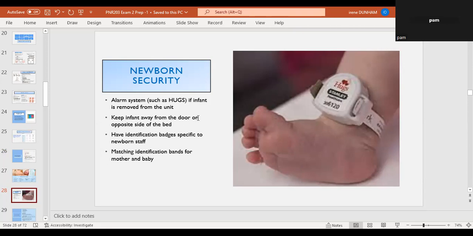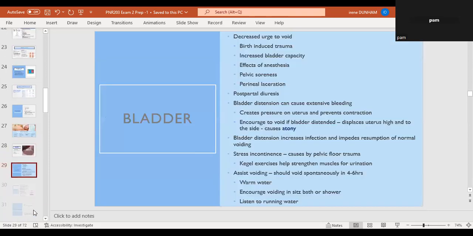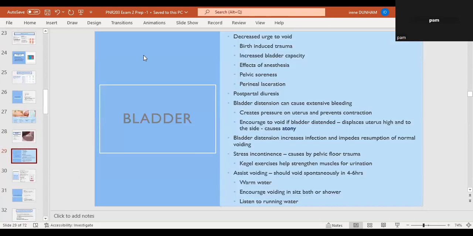And today, L&D units are locked down, and the nursery and postpartum. And you always keep the infant away from the door in the room. And then we have identification badges for people who come into these areas, that we actually have to take our badge and swipe it to allow us to get into these units. They really have done a nice job with that.